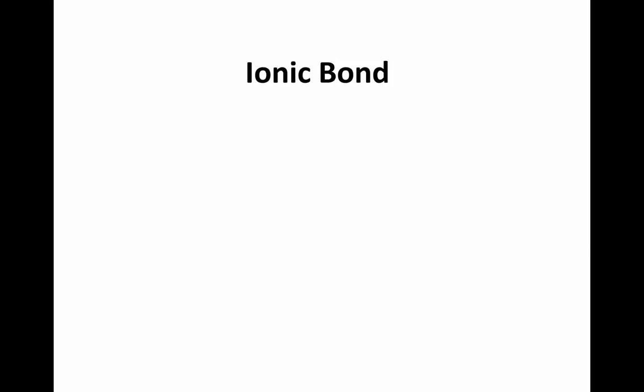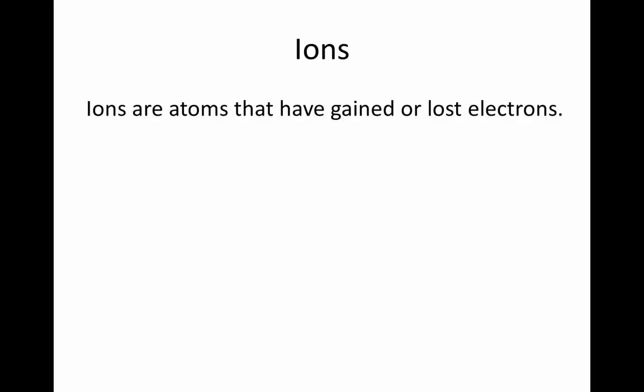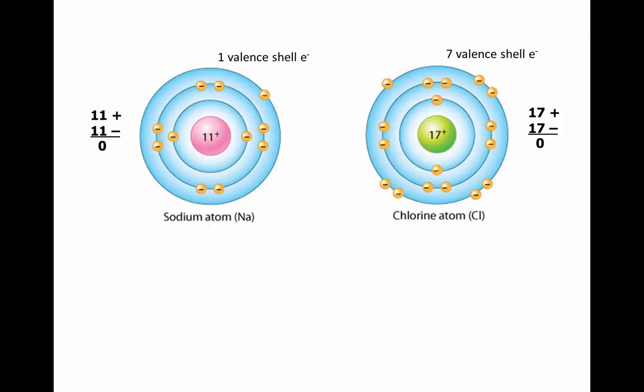An ionic bond is a type of bond formed between atoms in order to fill their valence shell. An ionic bond forms between 2 ions, which are atoms that have gained or lost electrons. So what are ions? Let's take a look at 2 neutrally charged but unstable atoms, sodium and chlorine.